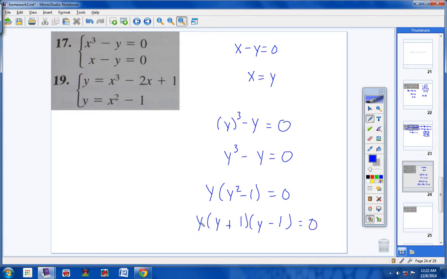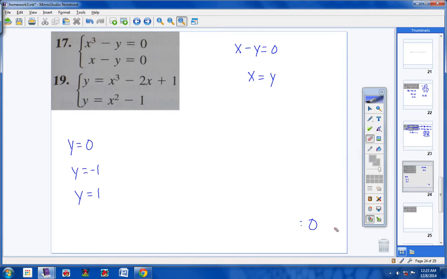So take this group here, set it equal to 0. Y equals 0. Take this group here, set it equal to 0. Y plus 1 equals 0. So y equals negative 1. Take this group here, set it equal to 0. Y equals 1. So we have, students, 3 y values, okay?